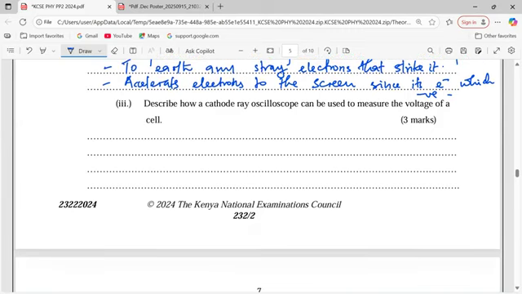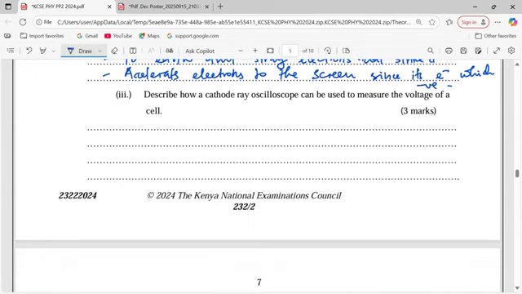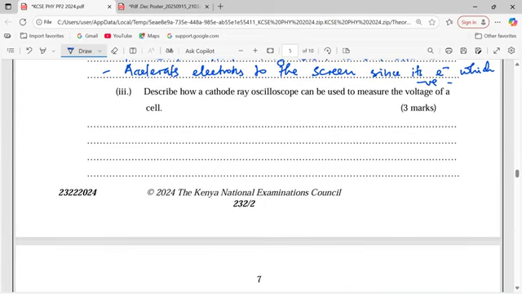Look at part 3. Describe how a cathode ray oscilloscope can be used to measure voltage of a cell. This is one of the main uses of the CRO. So to explain these uses, the first thing, we connect the cell across the Y plates.